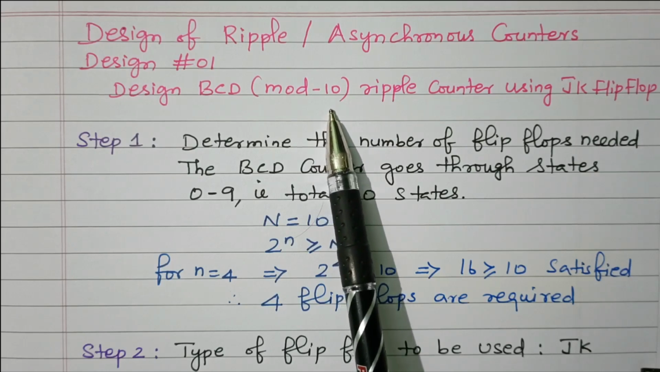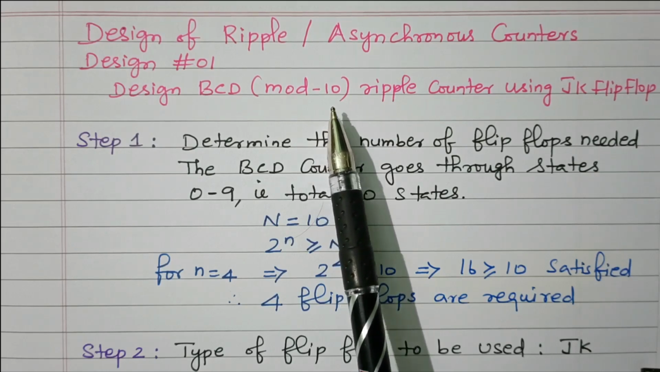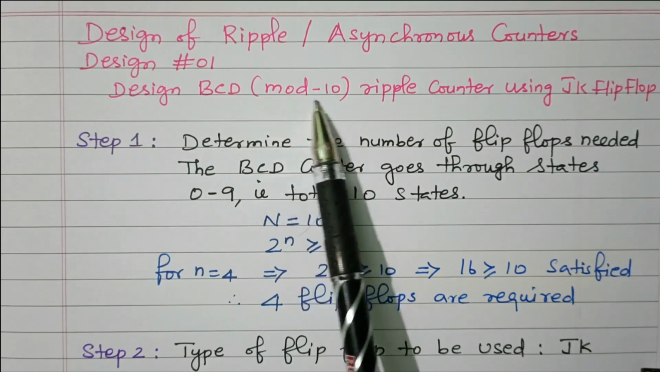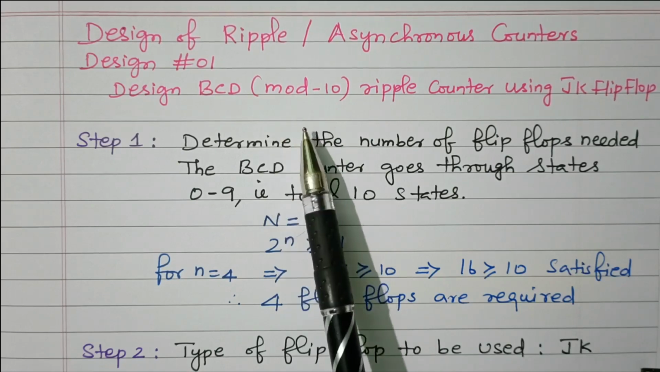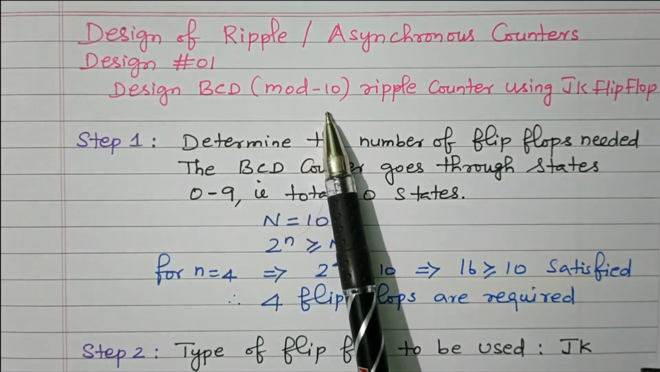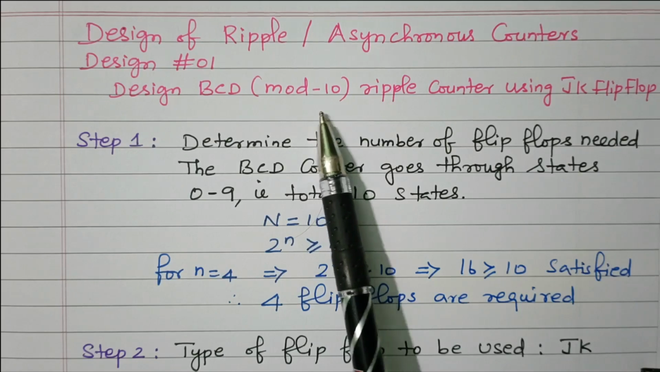Mod 10 counter means 10 outputs will be there. 0 to 9, 10 combinations of output will appear. 10 to 15, the remaining 6 outputs will not appear. That is called a mod 10 counter, only 10 outputs. For example, mod 5 counter means 5 outputs will be there. Total 8 outputs, 5 will appear, remaining 3 will not appear.